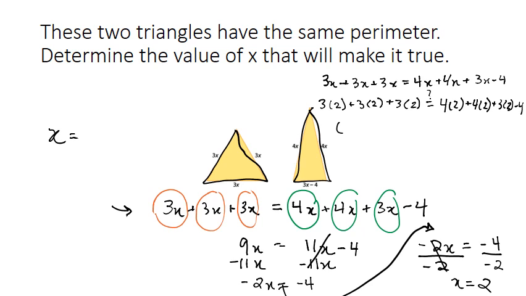So then 3 times 2 is 6, plus 3 times 2 is 6, plus 3 times 2 is 6. Is that equal to 8 plus 8 plus 6 minus 4? Well, 6 plus 6 plus 6 is 18. And 8 plus 8 is 16, plus 6 is 22, minus 4 is 18. 18 is equal to 18, so I know my answer is correct. So x has to be equal to 2.